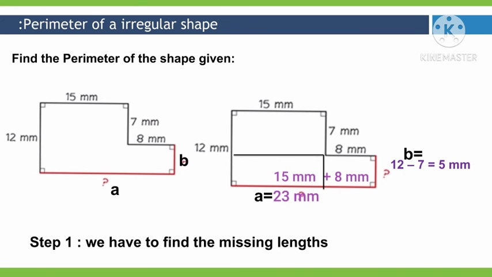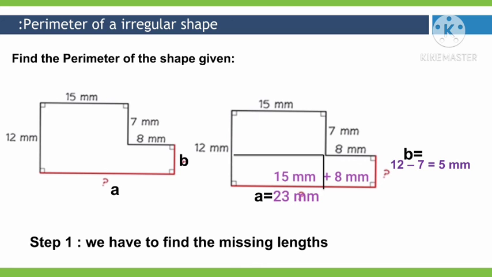Now we want to find the perimeter of an irregular shape given here. It is also a polygon. Now let us see how to find that. When you look at the shape, we can find the perimeter once we know the length of all the sides. Here the lengths of side A and B are missing. So first our aim is to find the length of side A and side B. Once we know all the lengths, you can just add everything to find the perimeter of the shape.